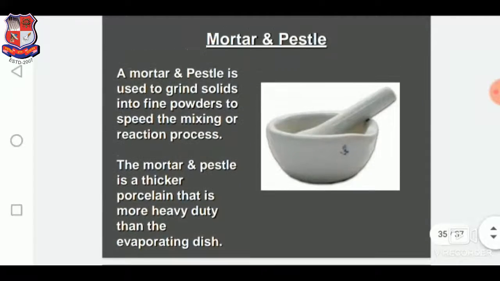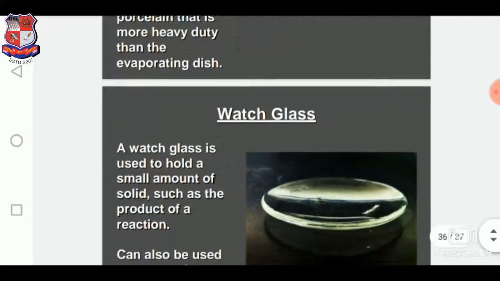Mortar and pestle. It is widely used to grind solids into fine powders to speed up the mixing of the chemical reaction process. The mortar and pestle is a thicker porcelain that is more heavy duty than the evaporating dish.